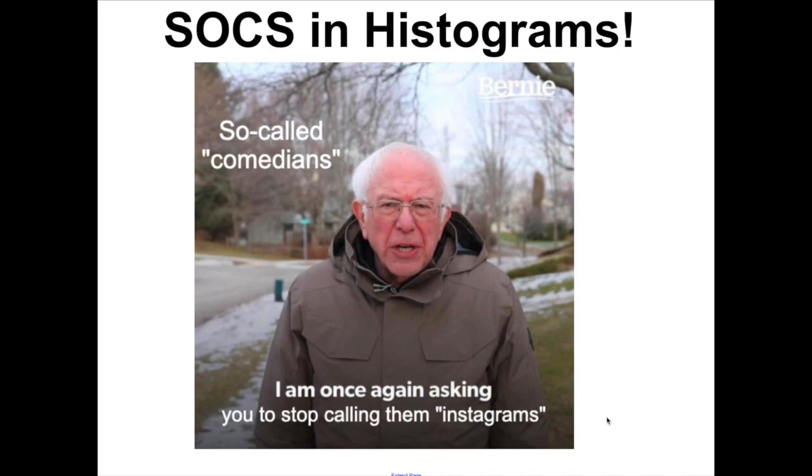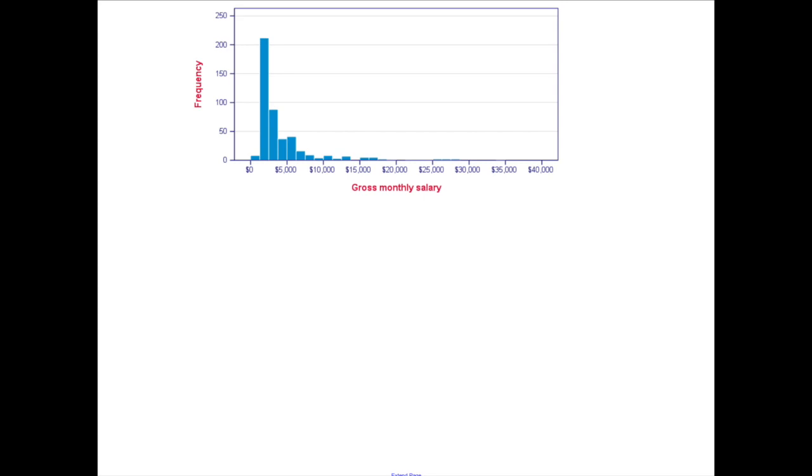And not really Bernie is asking, but he's asking in this meme for so-called comedians, once again asking you to stop calling them Instagrams. Because if you say histogram really quickly, you might think of it as an Instagram. All right, that's a funny little joke for you.